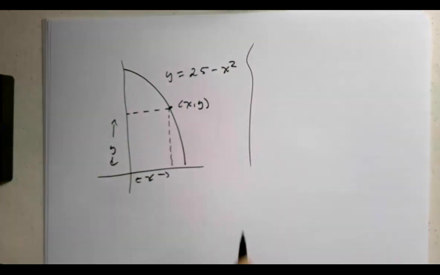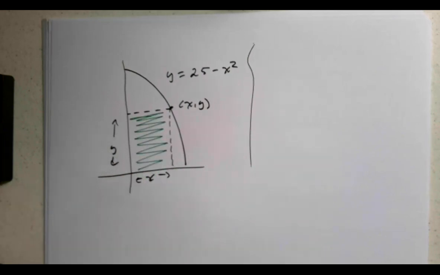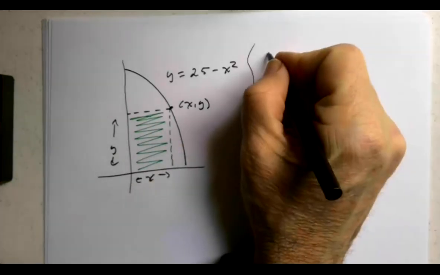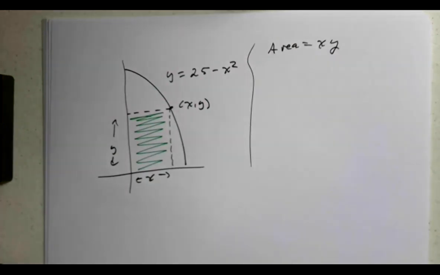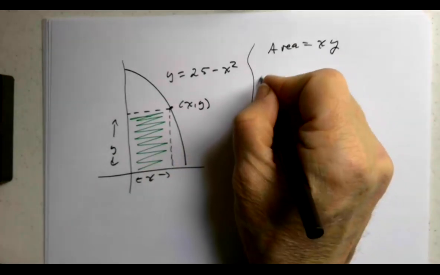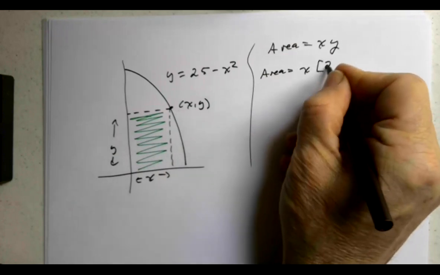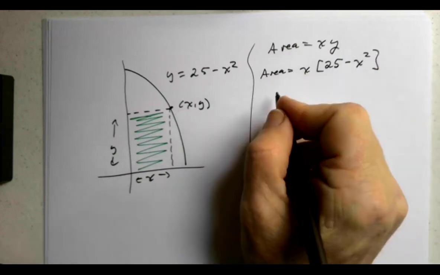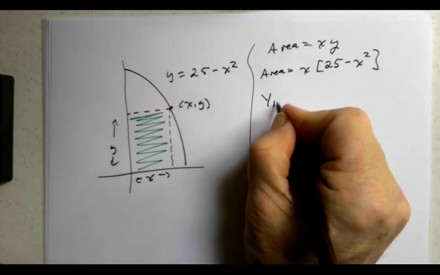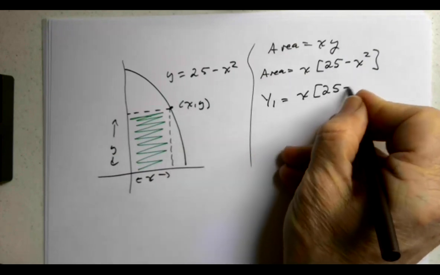So the area of the rectangle, which I can color in green a little bit here, is just x times y. But we would like to have a function of x and x alone, so the area is x times 25 minus x squared. So that's what I'm going to call y1 on my graphing calculator. Y1 is going to equal x times 25 minus x squared.